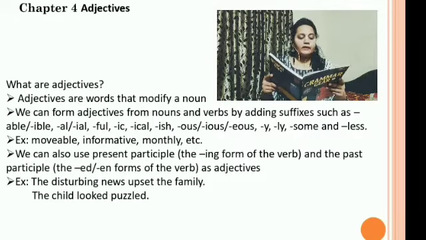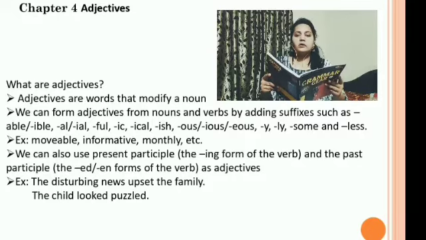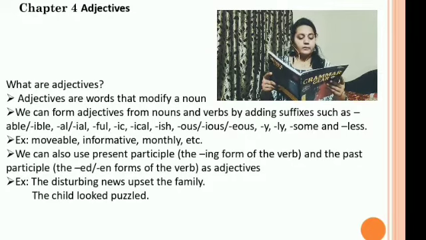The present participle is the ing form of the verb, and the past participle is the ed, en form of the verb. For example, just see: the disturbing news upset the family. What kind of news was it? It was disturbing. So disturb is the verb, and ing is added to that verb, then it becomes the present participle.